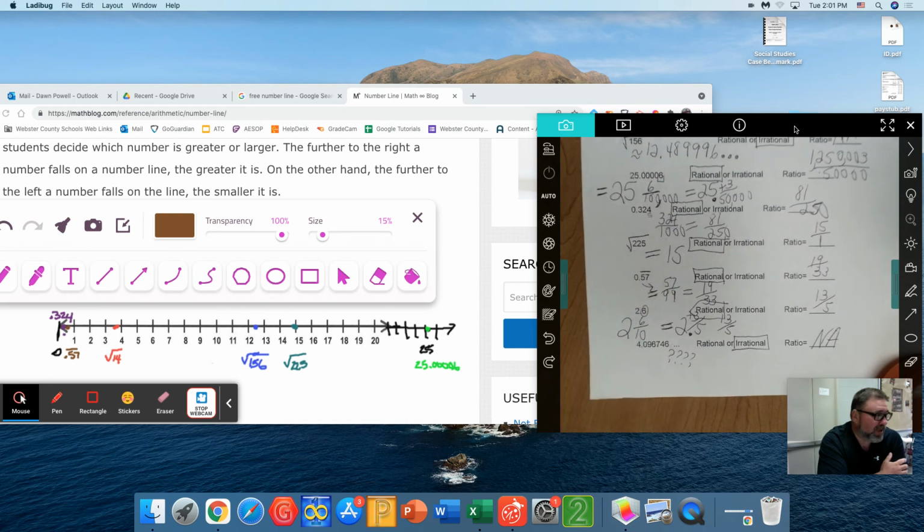Other than the real name of the bar that's over it? What's the real name of the bar? You mean Miss Powell does not know the real name? It's called a repeating bar. No, it's got a name to it. I have no idea. I know what it is, and I'm not going to tell you because I want you to have to look it up.